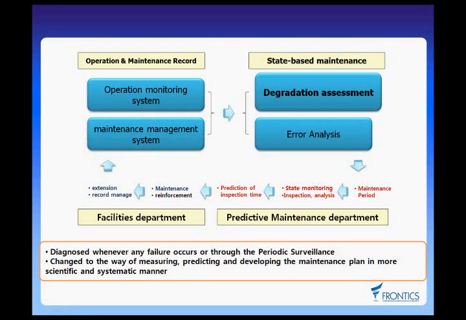So far, periodic surveillance is used to diagnose these failures, but given the extent of these accidents, we need a more scientific and systemic manner for measuring, predicting, and developing the maintenance plan to reduce this cycle of loss.